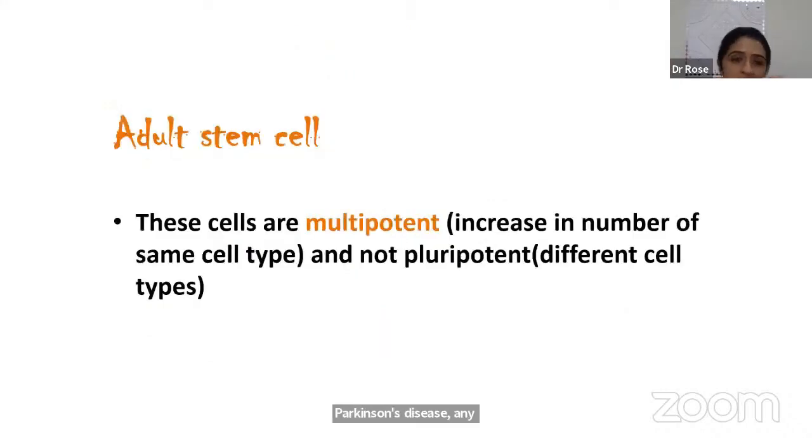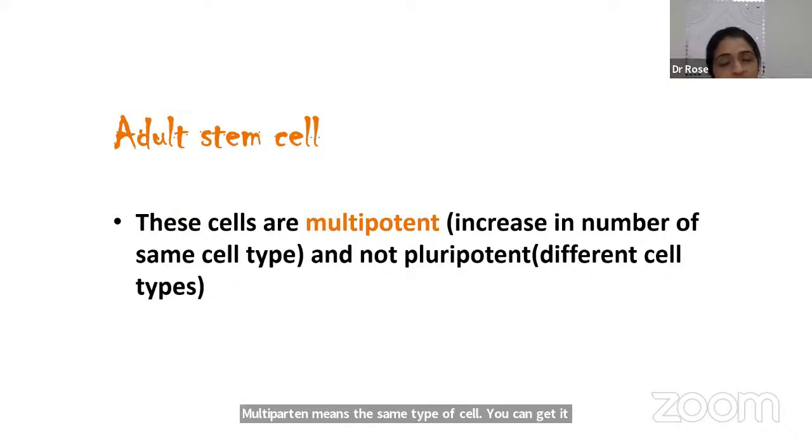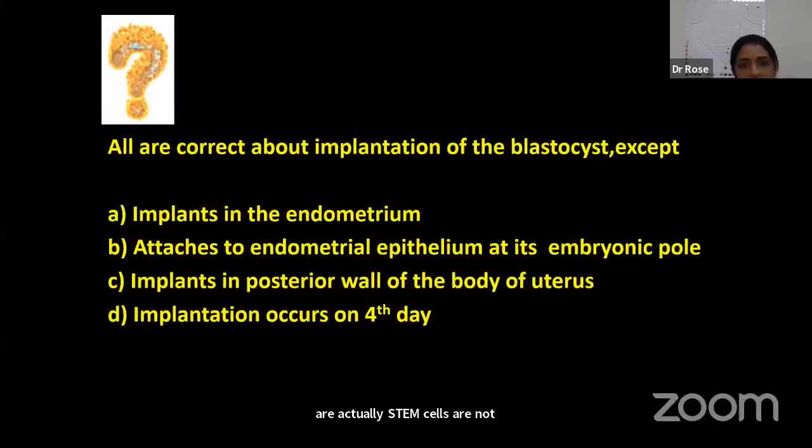Now, what about adult stem cell? Adult stem cells are the cells which are multipotent. Difference between pluripotent and multipotent. Multipotent means the same type of cell you can get in any number, whereas pluripotent means the cells are capable of giving rise to any germ layers. So the adult stem cells are not pluripotent but multipotent. Increase in the number of same cell type.